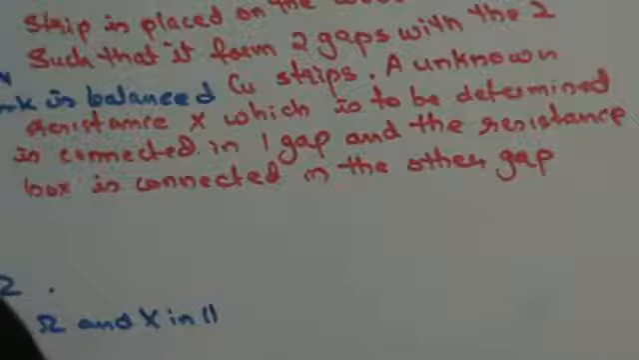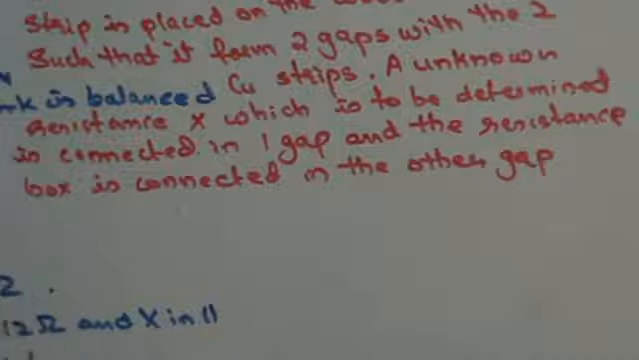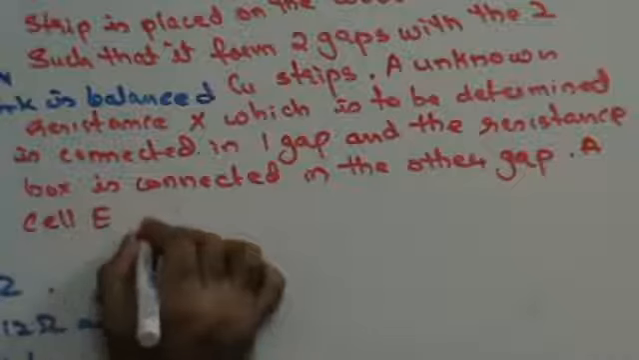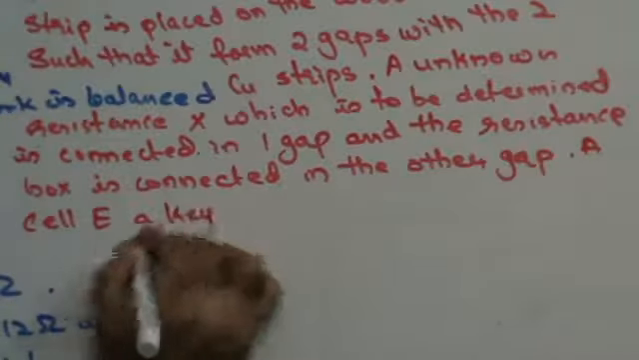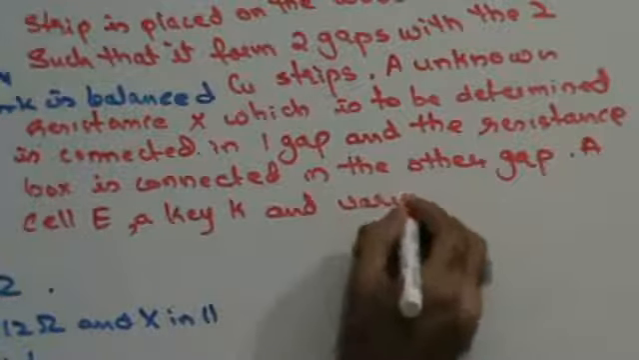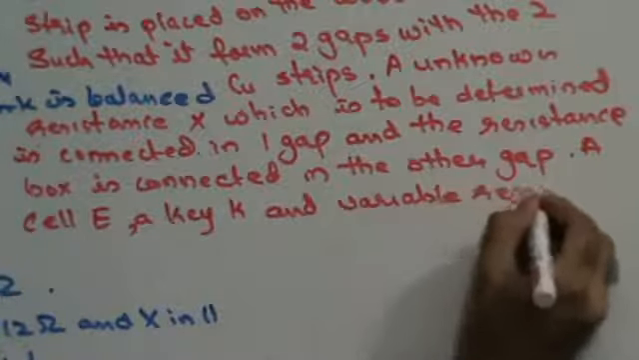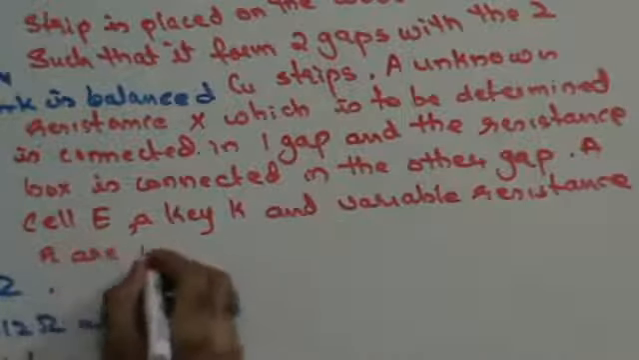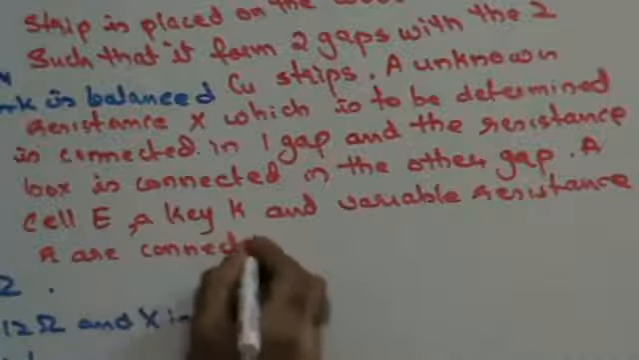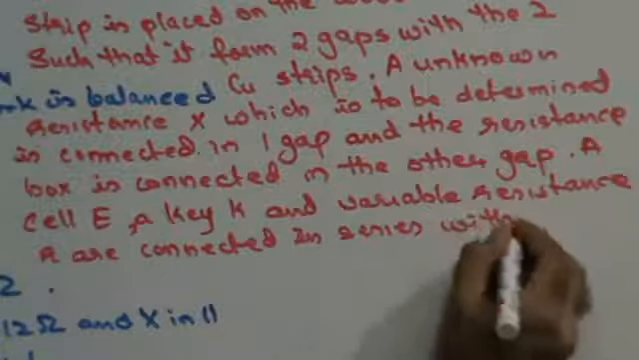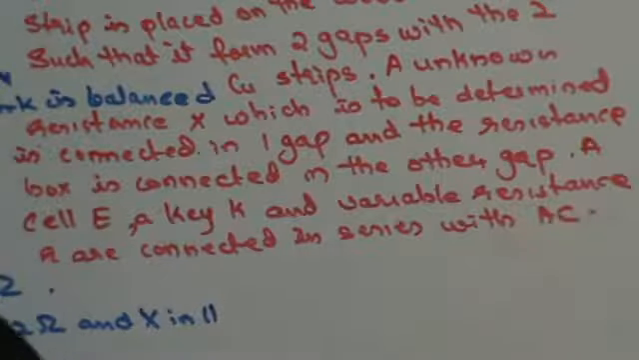A cell E, a key K and a variable resistance R are connected in series with the bridge wire, the wire AC.